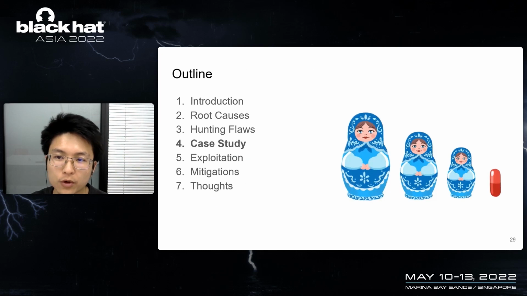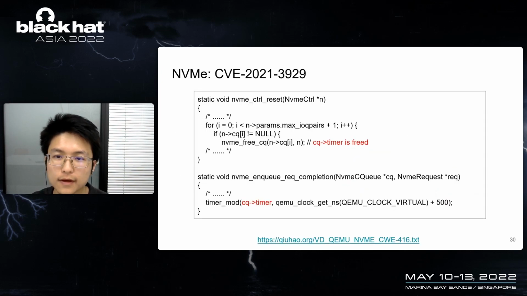Using the CodeQL queries, we found multiple bugs. Here we will share 2 exploitable vulnerabilities. The first one is a UAF vulnerability. In the NVMe device, DMA functions can be called without checking if the destination region overlaps with the device's MMIO region, which results in recursive MMIO.